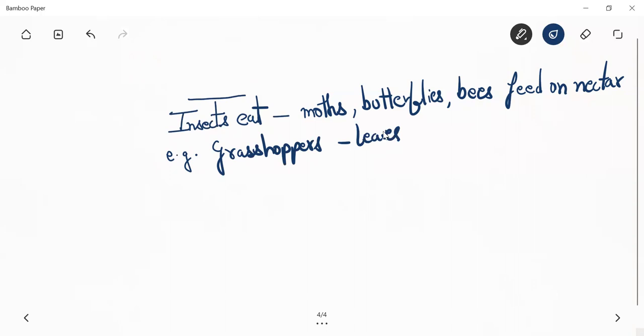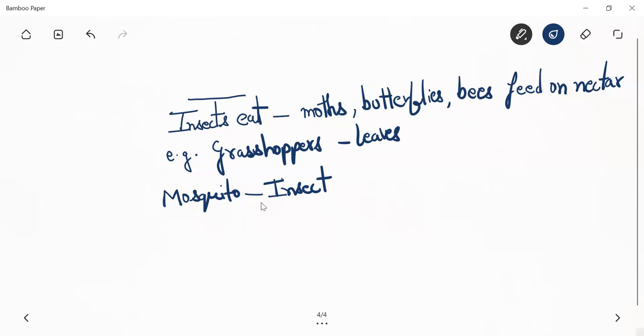Now, mosquitoes. What are mosquitoes? Somebody was asking me in the class, while I was teaching birds and all types of animals, is mosquito an animal? A mosquito is an insect who sucks blood of a human being and other animals. Yes, mosquito is an insect. And what is their food? They suck blood of human beings, and also many other animals.